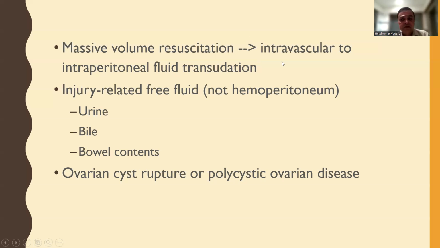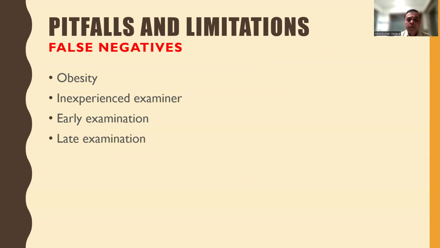Massive volume resuscitation sometimes leads to intravascular to intraperitoneal fluid transfusion, which looks like hemoperitoneum. Again, injuries related to free fluid, not hemoperitoneum, are like bladder injury, which will lead to urine collection, or bowel injury, which may lead to bile collection or bowel contents. So you have to be careful. Ovarian cyst rupture or polycystic ovarian disease will cause fluid collection, and it looks like hemoperitoneum. So in such cases, you have to be a little careful.